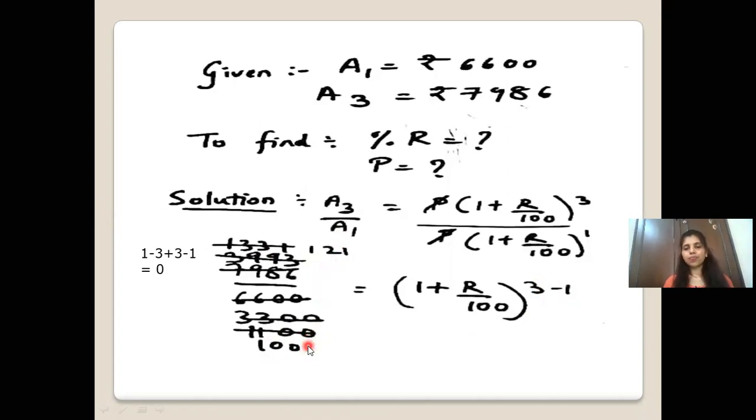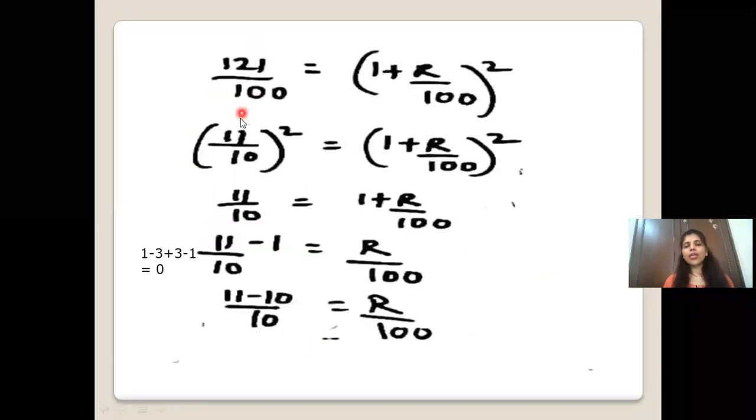So here you can see 121 upon 100. You can convert it as 11 upon 10 raised to 2, and 1 plus r upon 100 raised to 2. So as the indices are same, the bases become same. So 11 upon 10 is equal to 1 plus r upon 100. Now plus 1, when you take it to the other side, it becomes minus 1. Just erase this part. So 11 minus 10 upon 10. So 11 minus 10 is 1. 1 upon 10 we get.